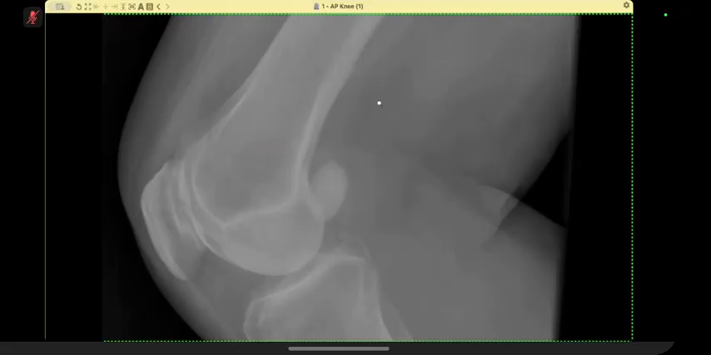Further, I would advise the patient to have an MRI knee done.